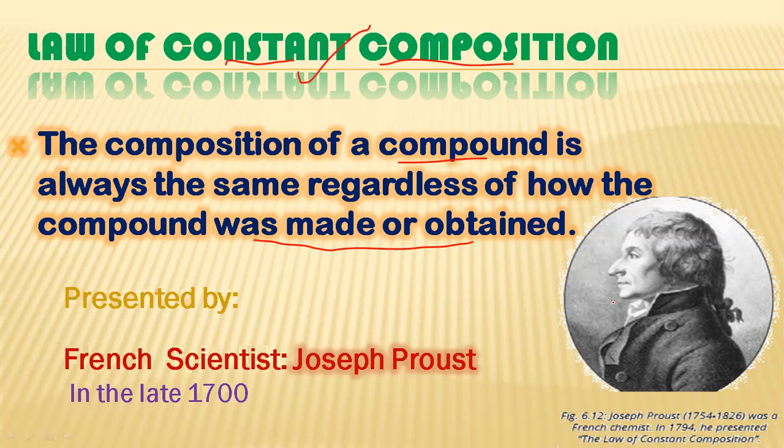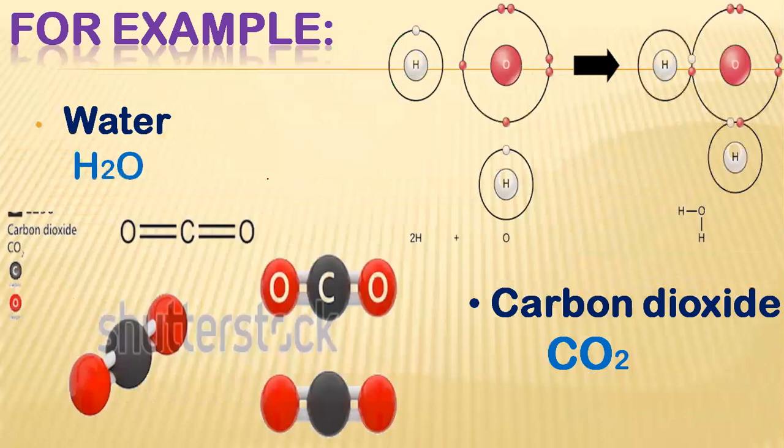That was presented by the French scientist Joseph Proust in the late 1700s. He studied chemical compounds and presented the law of constant composition. In chemistry, we also call it the law of definite proportion. It means molecules or compounds are always in the same ratio.